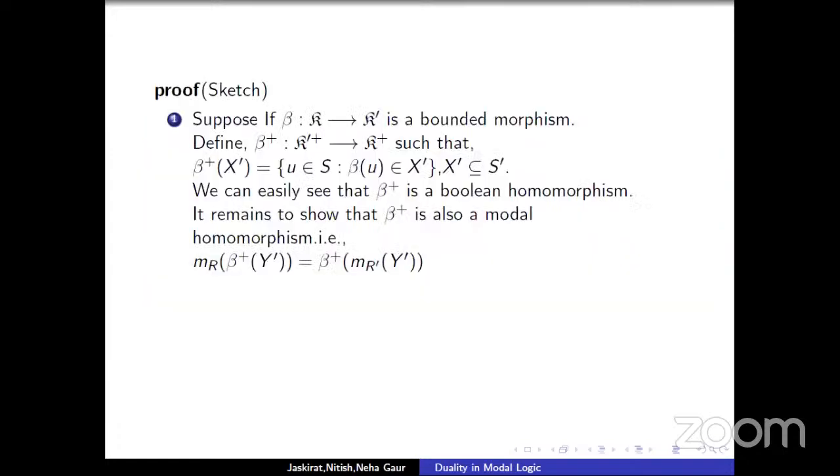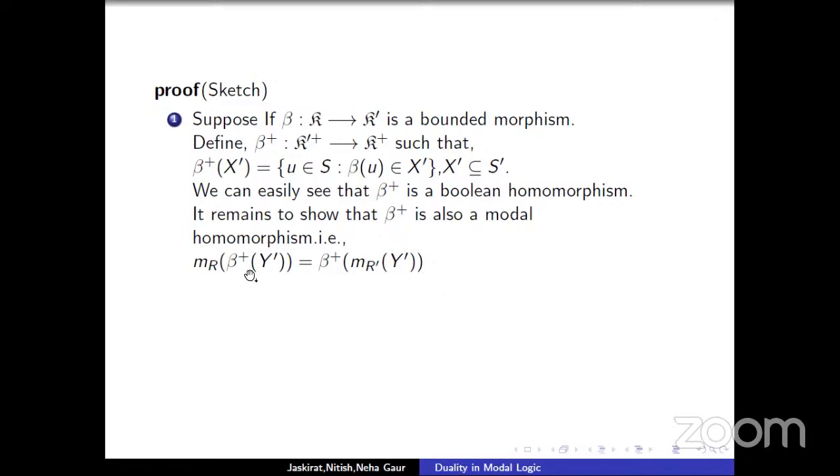Okay, so I have given a proof first. Actually, it is an easy proof. If we have a bounded morphism, we have defined a mapping in such a manner. Actually, it is an inverse image of such a set. So we can prove easily that beta plus is a Boolean homomorphism by just an easy calculation. And for modal homomorphism, we can prove it using the property of bounded morphism. It has back and forth properties.